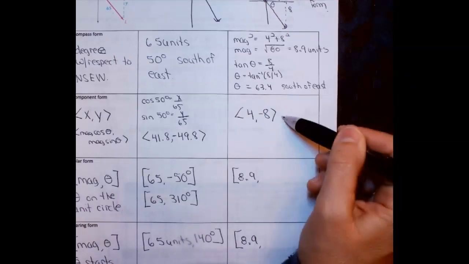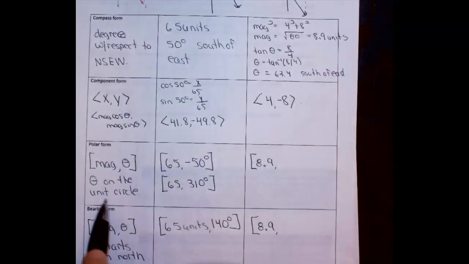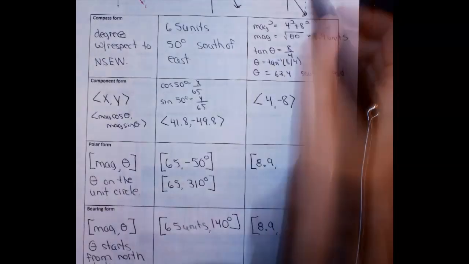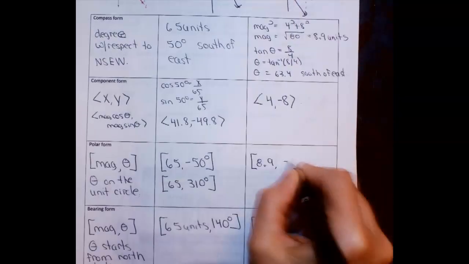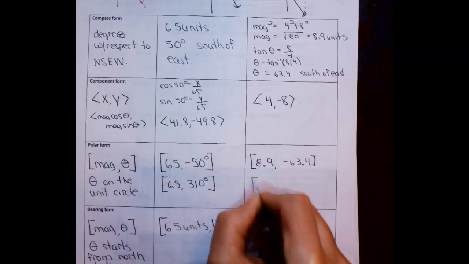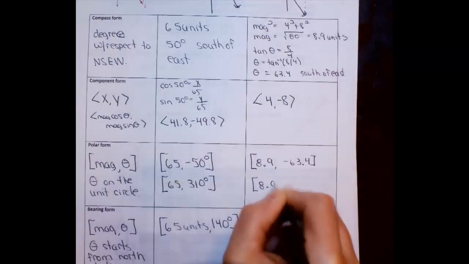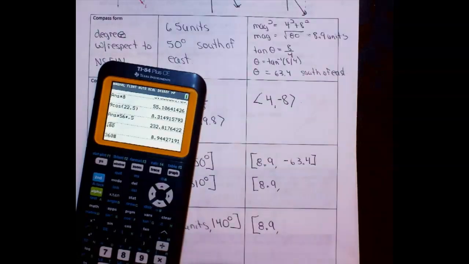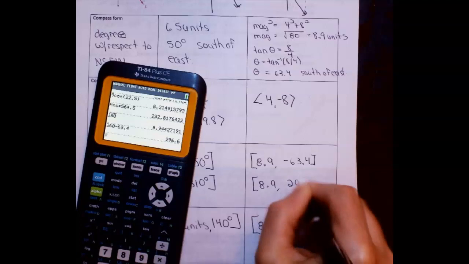We figured out on our own we had component form. Let's go down to polar form. Remember, polar form is the magnitude comma the angle on that unit circle. So again, we've got two ways. We could write it as negative 63.4. Or if I went all the way around that unit circle, we've got 360 minus 63.4, and we've got 296.6.